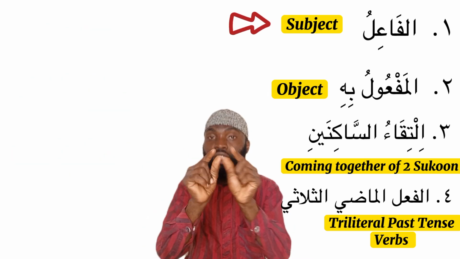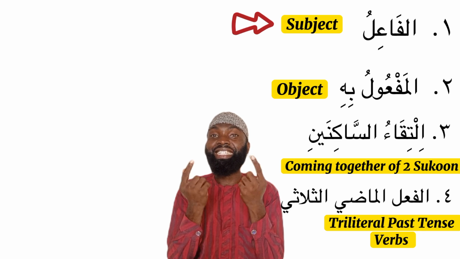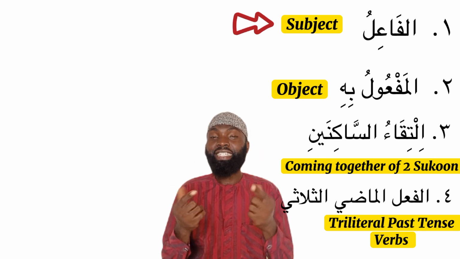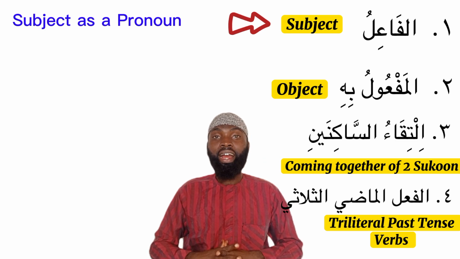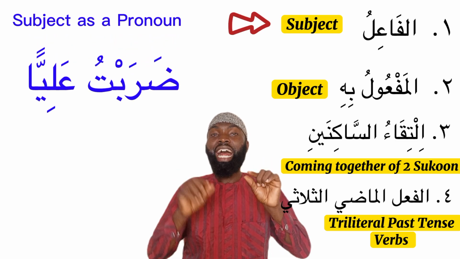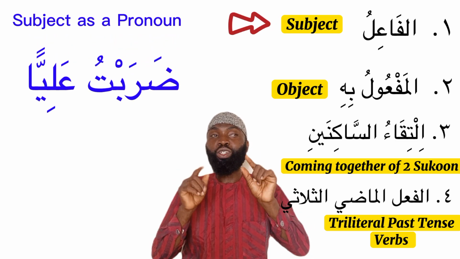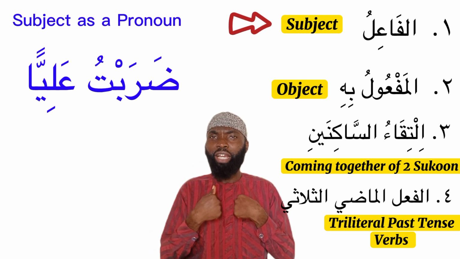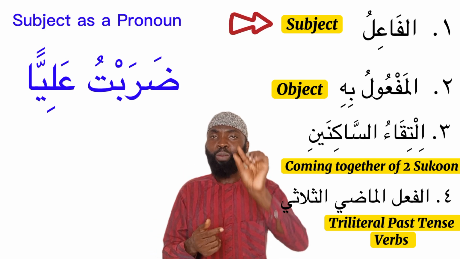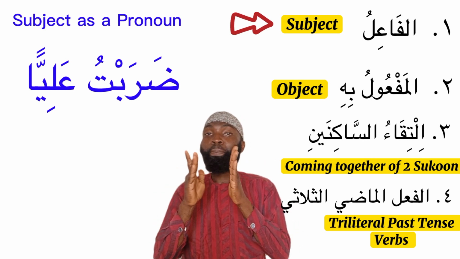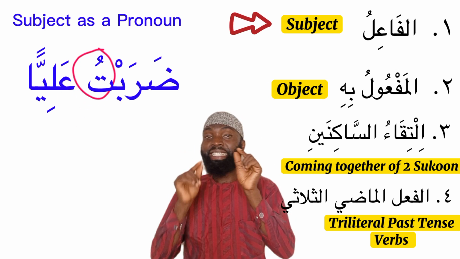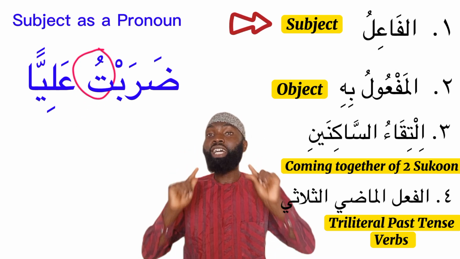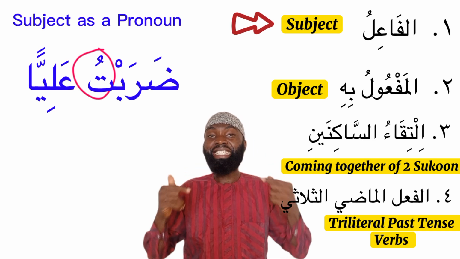Another thing I would want to shed light on in the subject of the sentence is that sometimes the subject of the sentence could come as a pronoun. Like when I have darabtu aliyan, I beat Ali. Darabtu. Now you cannot see my name there. Rather you see darabtu, and daraba is the past tense verb. But the ta which is being attached to it indicates the performer of the action. So the ta there means I.